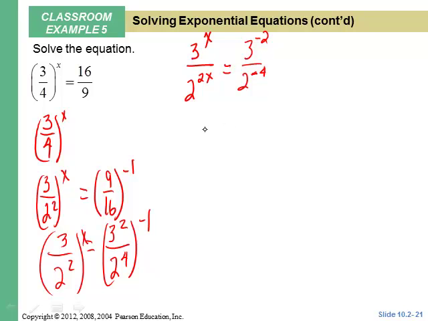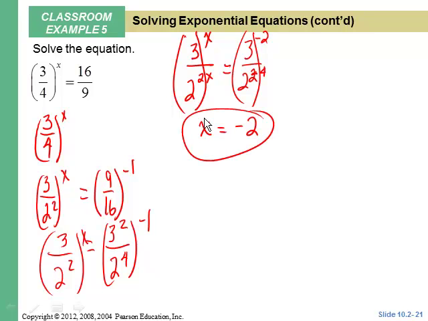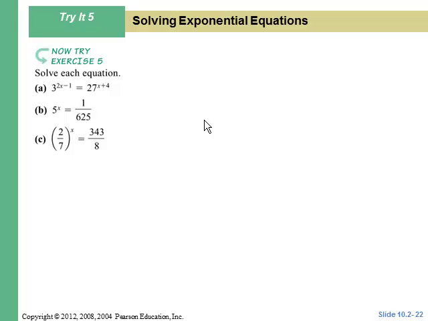So we have x equals negative 2. Yeah, I guess that would be true. This is 3 over 2 to the second, and this would be 3 over 2 to the second to the negative 2. So x is negative 2. You do these three.